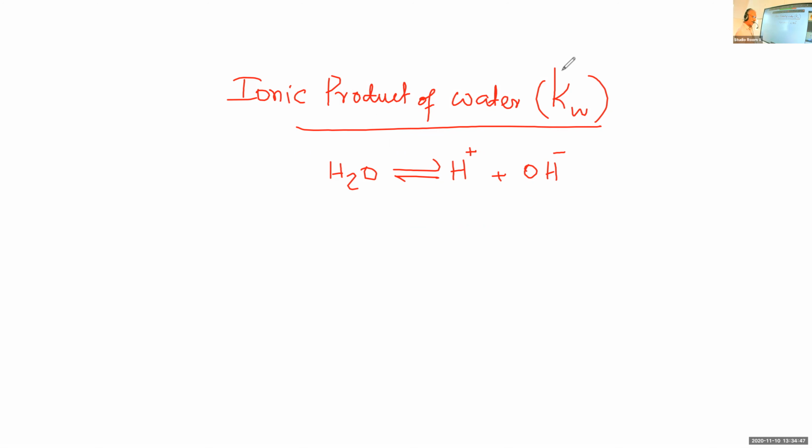And even then there is ionization. A slight amount of ionization is there. And by the ionization we'll get H plus ion and OH minus ion. Now consider the forward reaction. In the forward reaction, is H2O acting as an acid or a base?